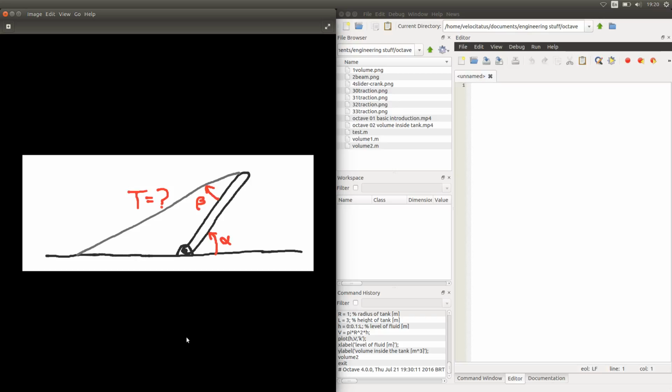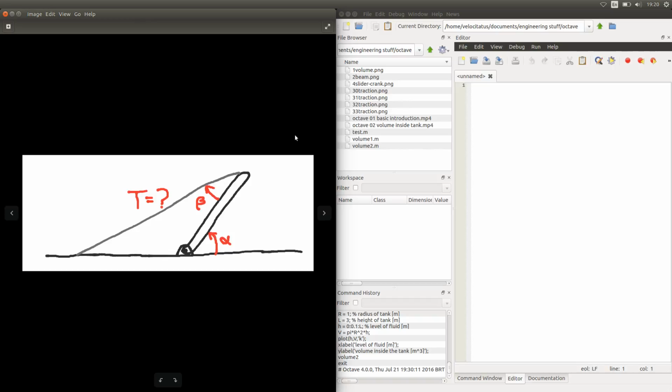Hello! In this video, we are going to use Octave to help us understand a bit more about a simple statics problem. So let's say we have this rigid bar, being held up by a cable here in gray. The bar is held at an angle alpha with the horizontal, and the cable has an angle beta relative to the bar. We want to calculate the tension being applied to this cable.